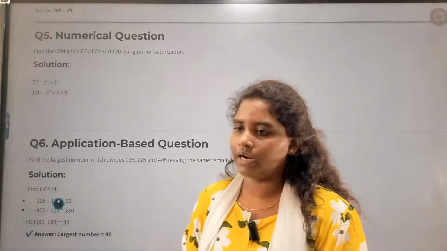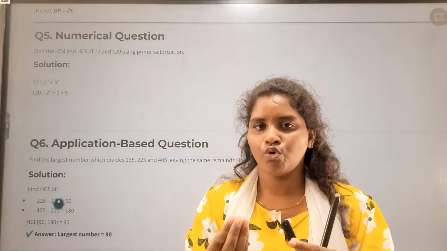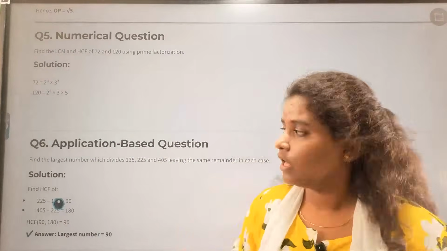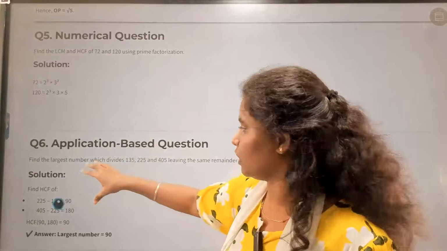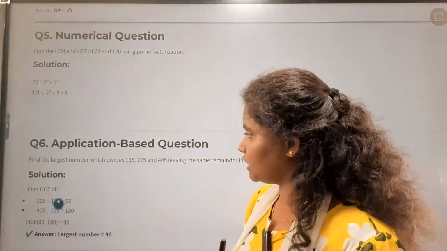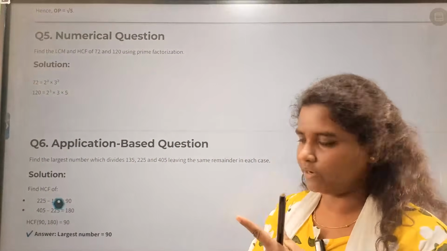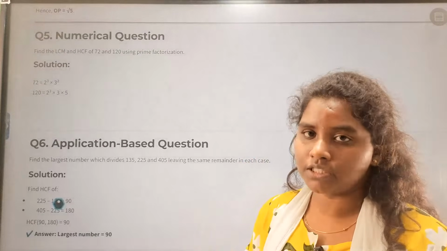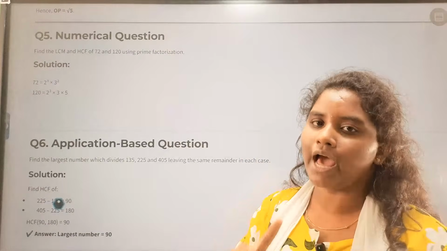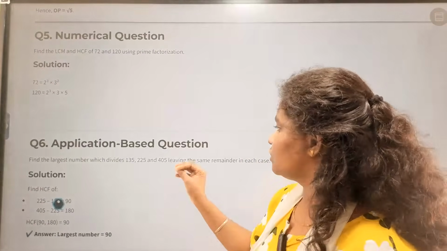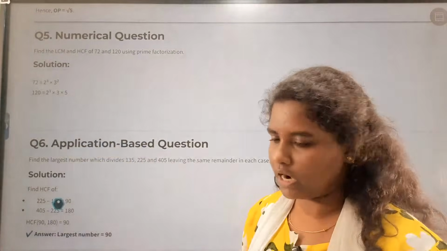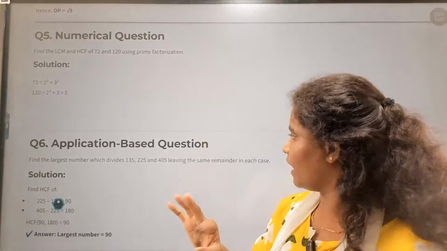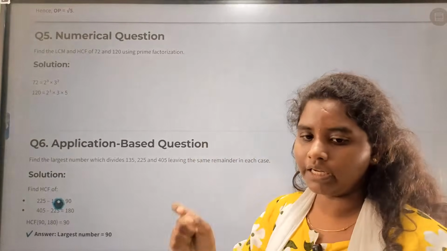So till now we saw how we have to solve the problem, for example, HCF and LCM. Here we have to apply the concept. So the question is, find the largest number which divides 135, 225 and 405. In this, they didn't mention directly to use HCF or LCM. They just gave: find the largest number which divides 135, 225 and 405, leaving the same remainder in each case, right?